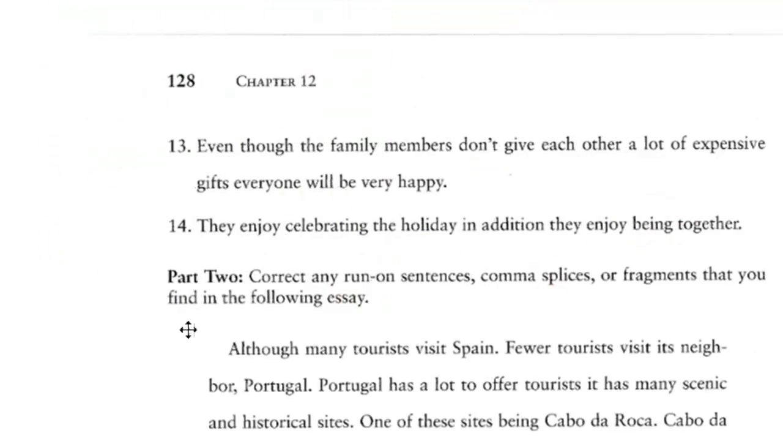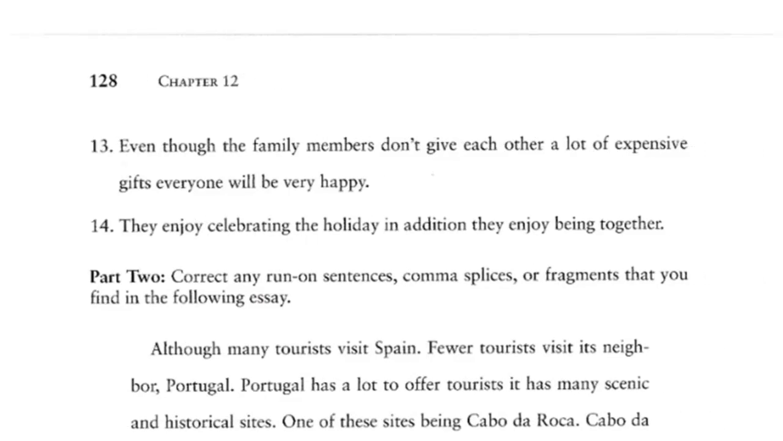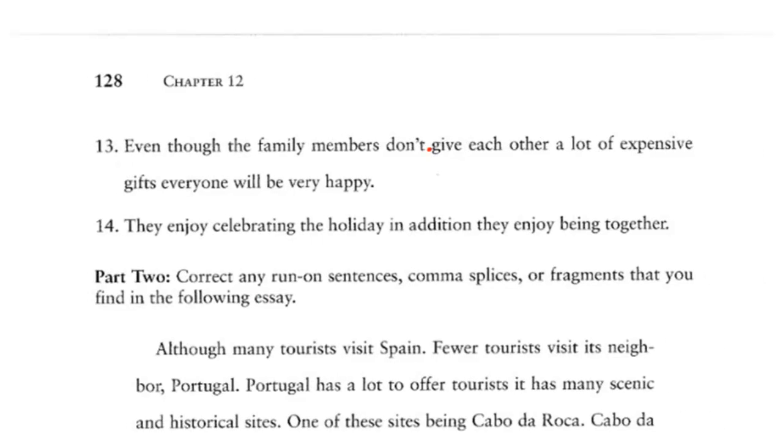Okay, let me get this in the right spot. Okay, a couple more here. Even though the family members don't give each other a lot of expensive gifts, everyone will be happy. We've got family members do give, and everyone will be.